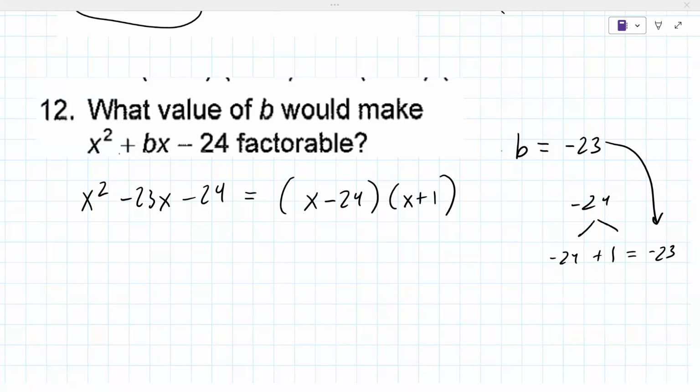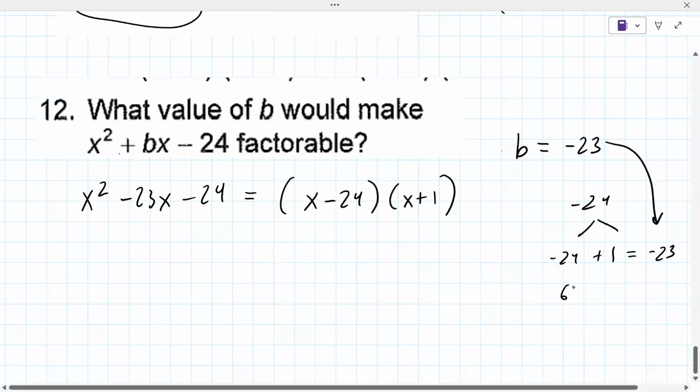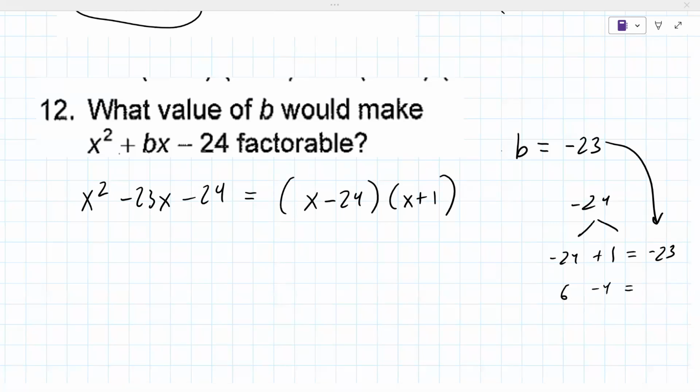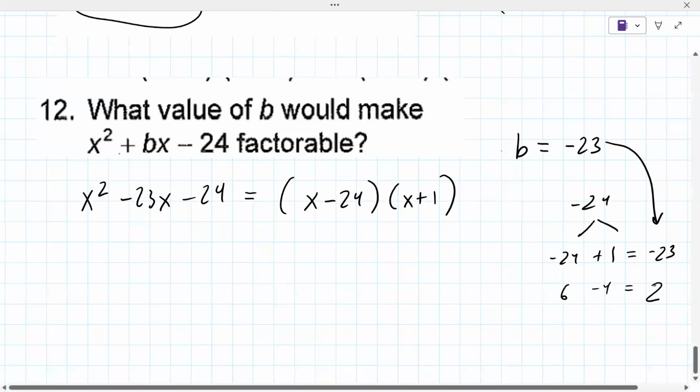6 and 4. 6 and 4 does not get you to negative 24. What would get you to negative 24? Like, how do you get a 6 times a negative number? Negative 4. Yeah, so 6 and negative 4 work. So what would that be? Positive 2. Good.